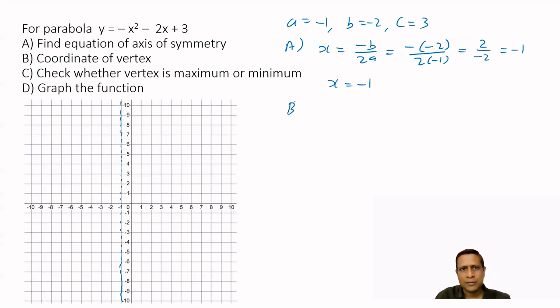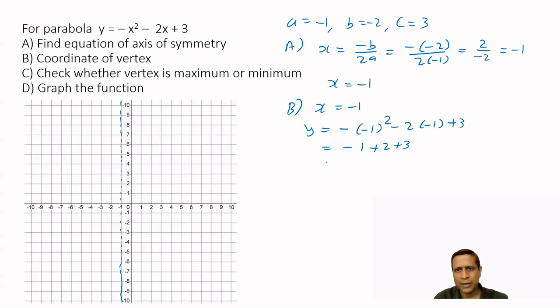Now, second part, the coordinate of the vertex. The x coordinate of the vertex will be -1 only. To find the y coordinate of the vertex, put x equal to -1 into this equation. So negative of (-1) squared minus 2 times -1 plus 3. So what we get is -1 squared is 1, so -1 plus 2 plus 3. 3 plus 2 is 5, minus 1 is 4. So y is equal to 4. So (-1, 4) is the vertex. So this is the vertex, right?